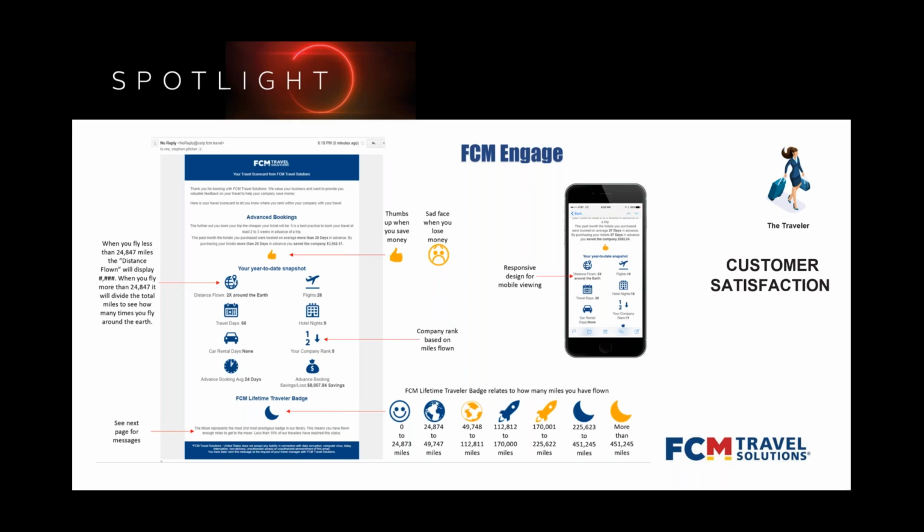I say traveler customer satisfaction here because it's not always a stick. Sometimes it's a thumbs up: you've done a great job, thanks for booking in advance. It really gives the program a voice without you having to go to the traveler and say good or bad, or send blanket statements out to the business. So I really like that one.